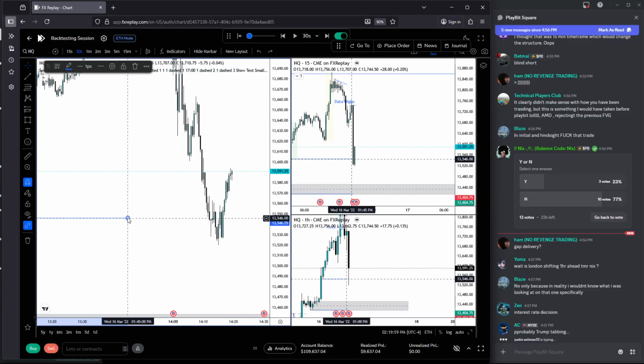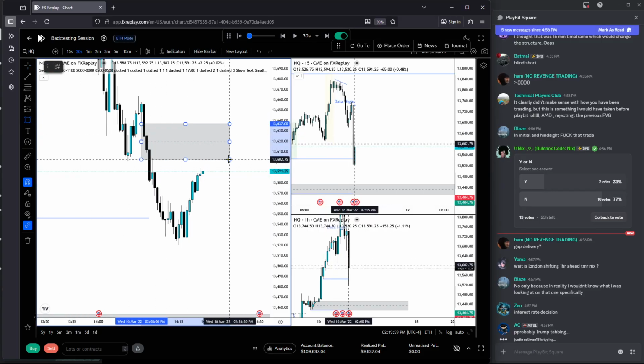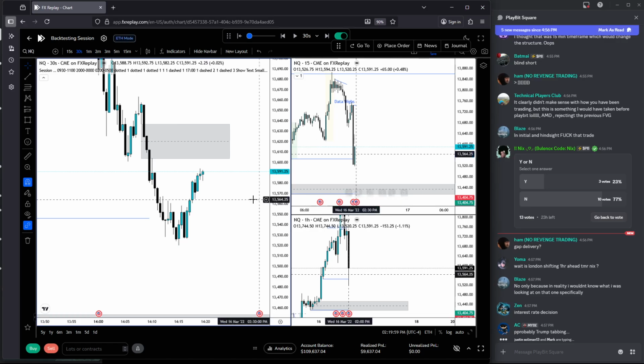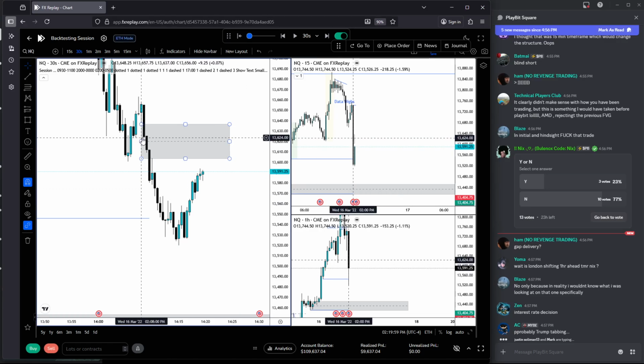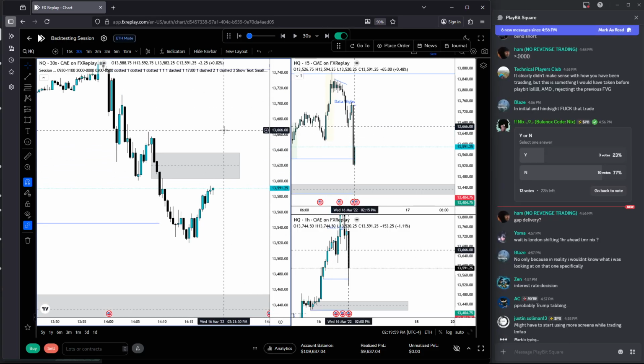I don't see any good gaps on the 30 second. The only thing I see is these ones up here. They look fine. We can look to take it off that, maybe if it wants to go up there. And then we can look for the best, because there's nothing else. Might have to start using more screens while trading.